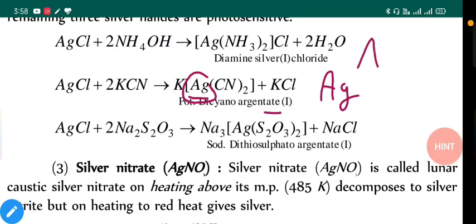Similarly, gold is also called aurum, and from the name aurum the symbol Au is derived. A similar situation is observed in the third example. Again we have a negative complex, and that's why argentate is mentioned. So AgCl with Na2S2O3 gives Na3[Ag(S2O3)2], which is known as sodium dithiosulfatoargentate.